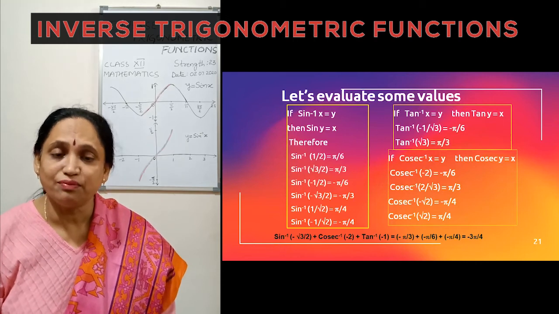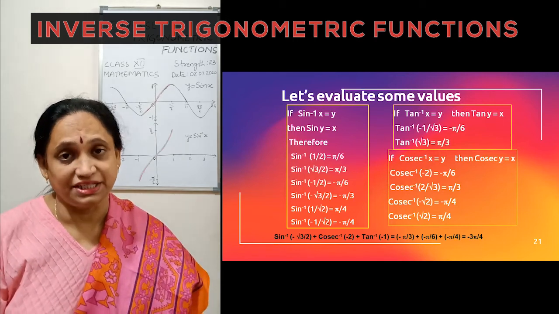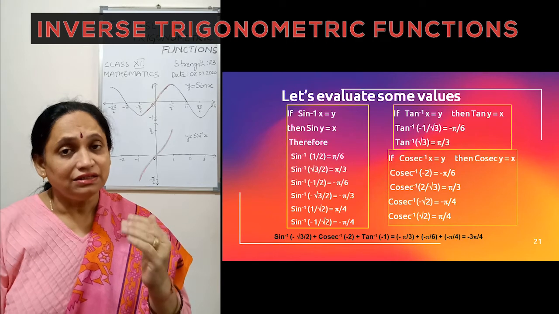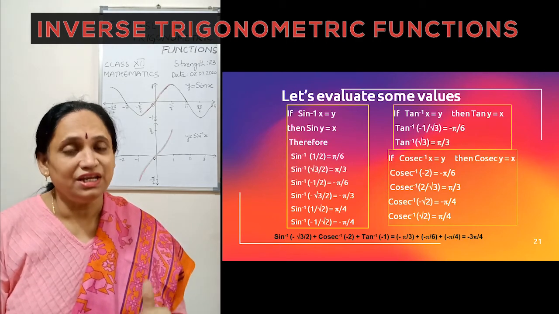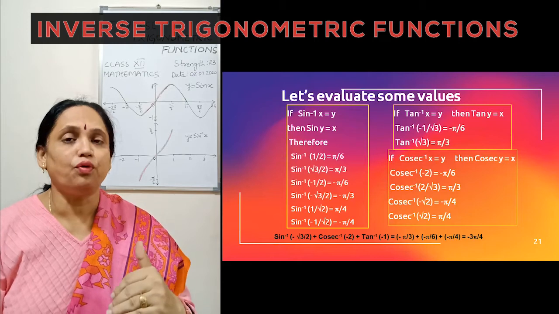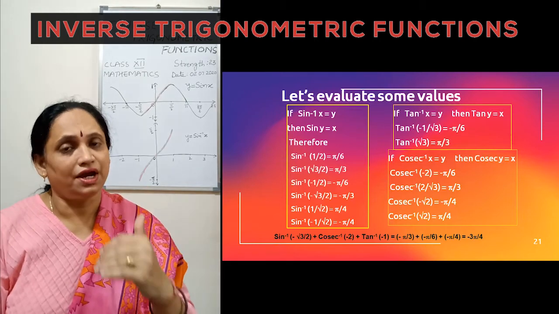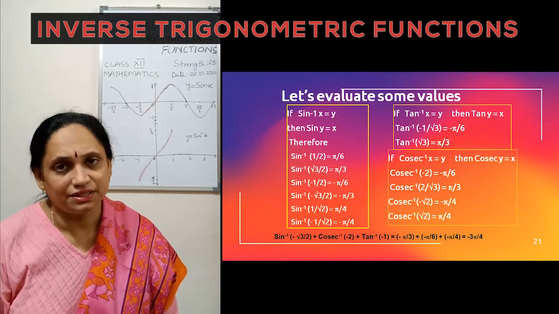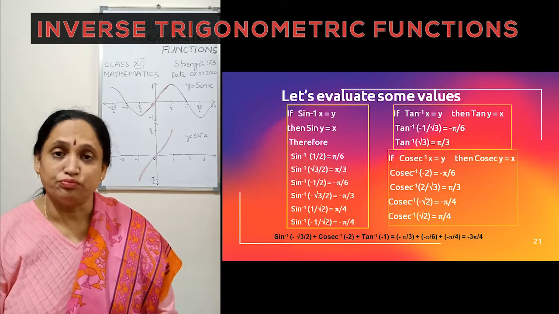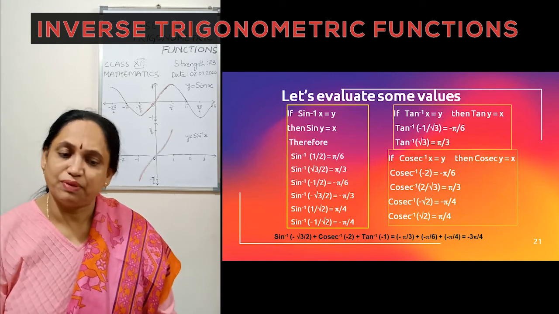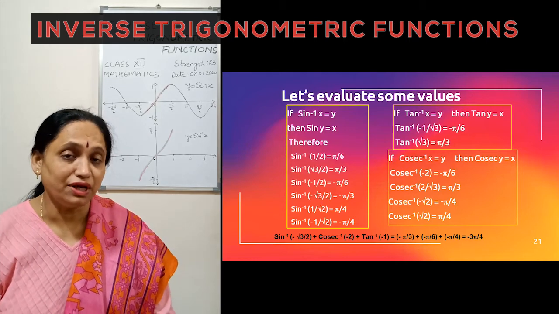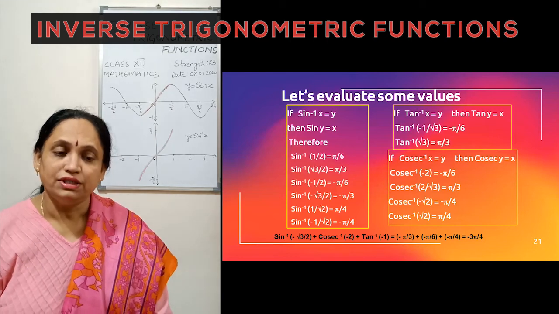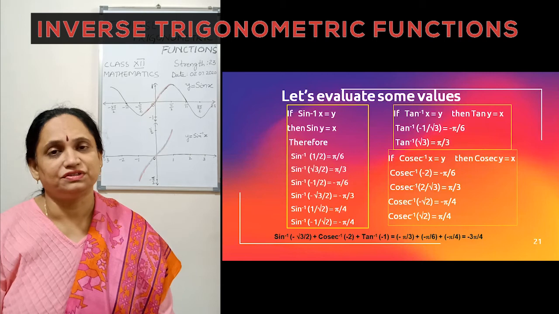Sine inverse minus 1 by 2. Now, the number is negative. So the angle will be lying in the fourth quadrant, and therefore the angle would be negative. The rotation would go in clockwise direction and the angle would be negative. So sine inverse minus 1 by 2 is equal to minus pi by 6. Sine inverse minus root 3 by 2 would be minus pi by 3. Similarly, sine inverse 1 by root 2 is pi by 4 and sine inverse minus 1 by root 2 is minus pi by 4. The same rules apply for tan and cosecant.